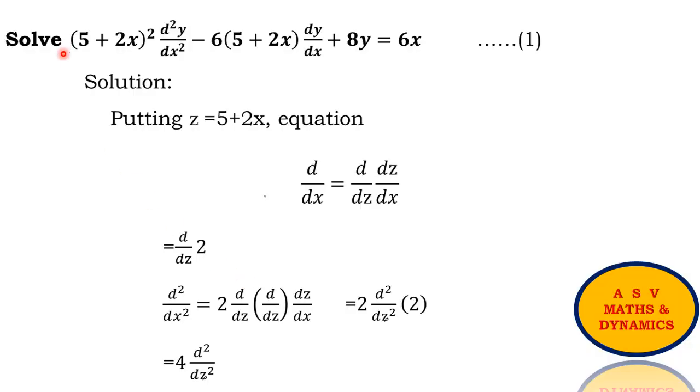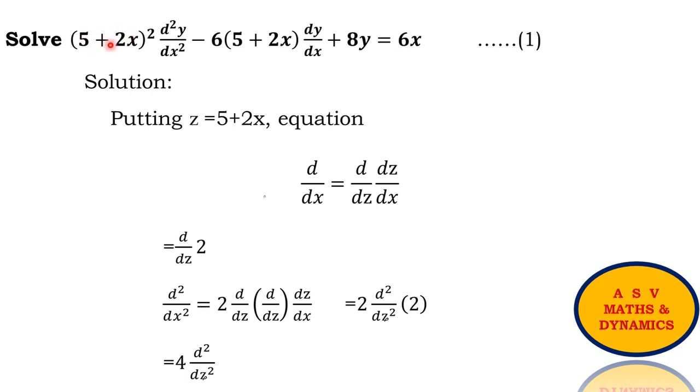This is one of the problems. So Legendre differential equations, we have different types. In this case, (5 plus 2x) whole squared d squared y by dx squared minus 6 into (5 plus 2x) dy by dx plus 8y is equal to 6x. This is one of the types.